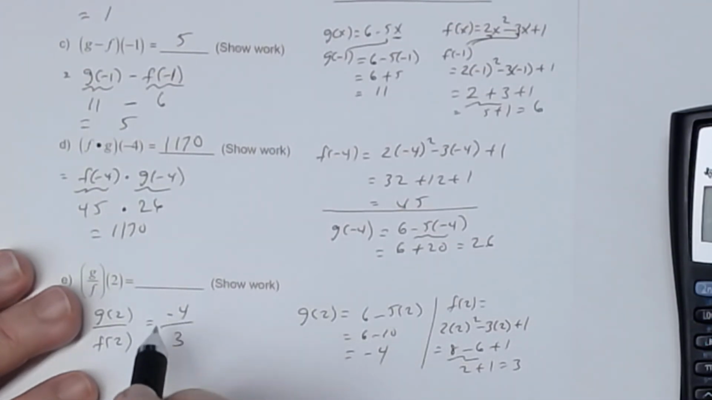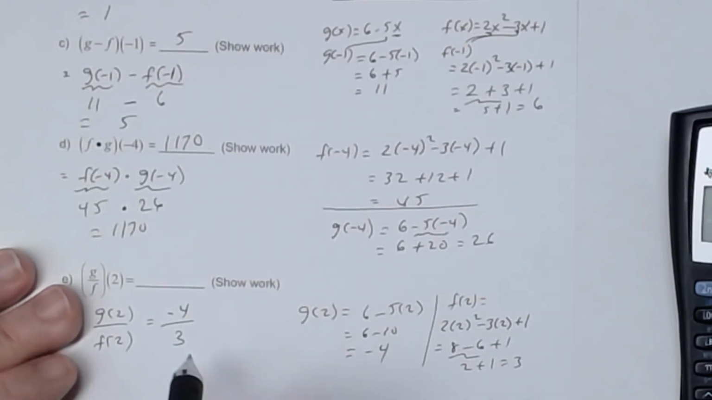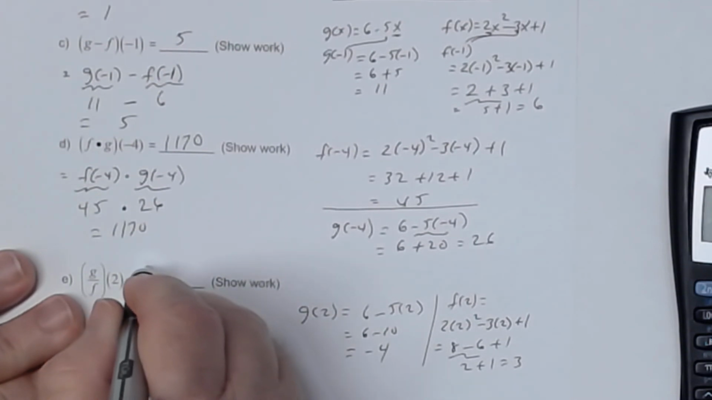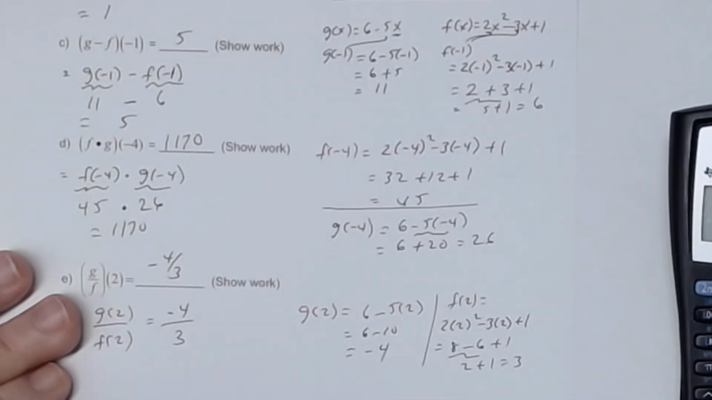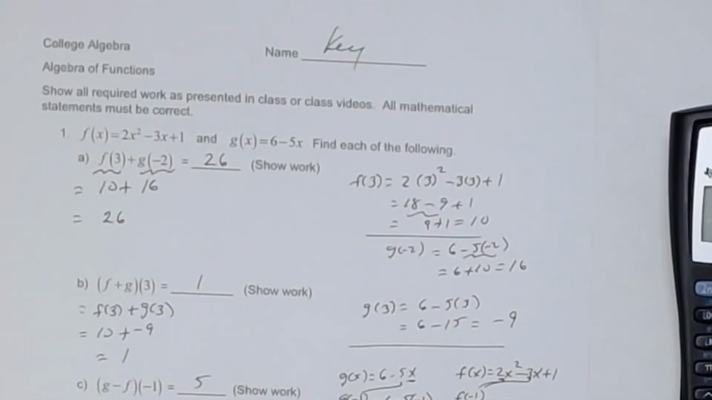Reduce if you can and leave it as a fraction. Don't write this as a mixed number. Just leave it as an improper fraction. Reduce though. So I cannot reduce this. So you can say negative 4/3. And so that's it. All right. So that is the key to this worksheet on the algebra of functions.